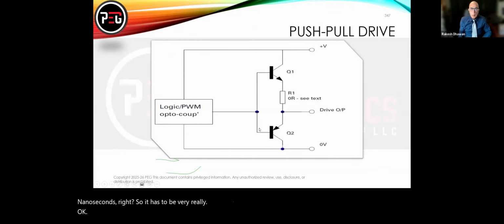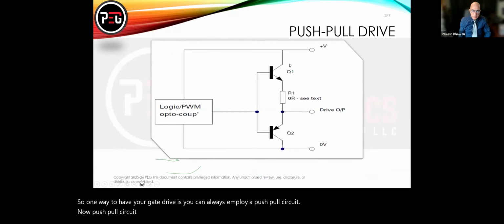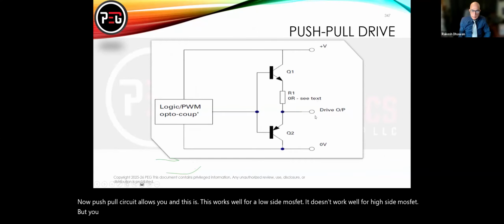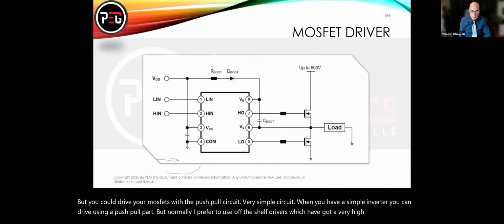Okay, so one way to build your gate drive is to employ a push-pull circuit. This works well for a low-side MOSFET. It doesn't work well for high-side MOSFETs, but you could drive your MOSFETs with a push-pull circuit. Very simple circuit. When you have a simple inverter, you can drive using a push-pull part. But normally, I prefer to use off-the-shelf drivers, which have a very high amp capability of driving the gate.